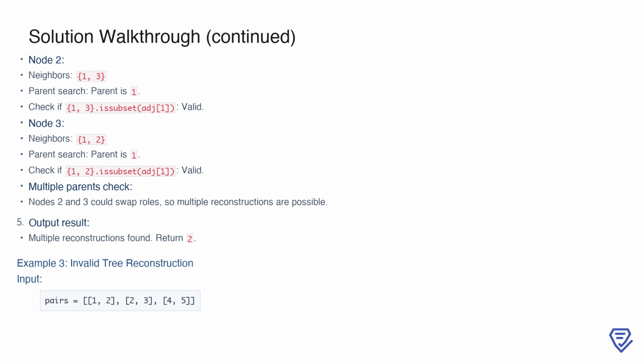Similarly, for node 3, its neighbors are 1, 2, and its parent is also node 1. Verifying that 1, 2 is a subset of adj 1 confirms validity. However, when we consider multiple reconstructions, we observe that nodes 2 and 3 could potentially swap roles as parent and child. This possibility means that the tree can be reconstructed in more than one way. As a result, the output is 2, indicating 2 valid reconstructions.